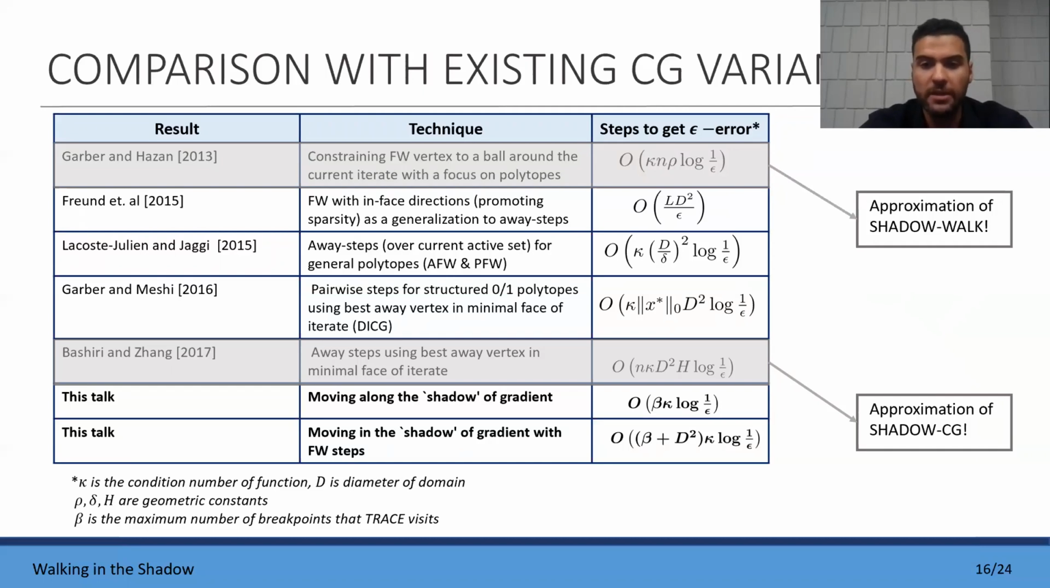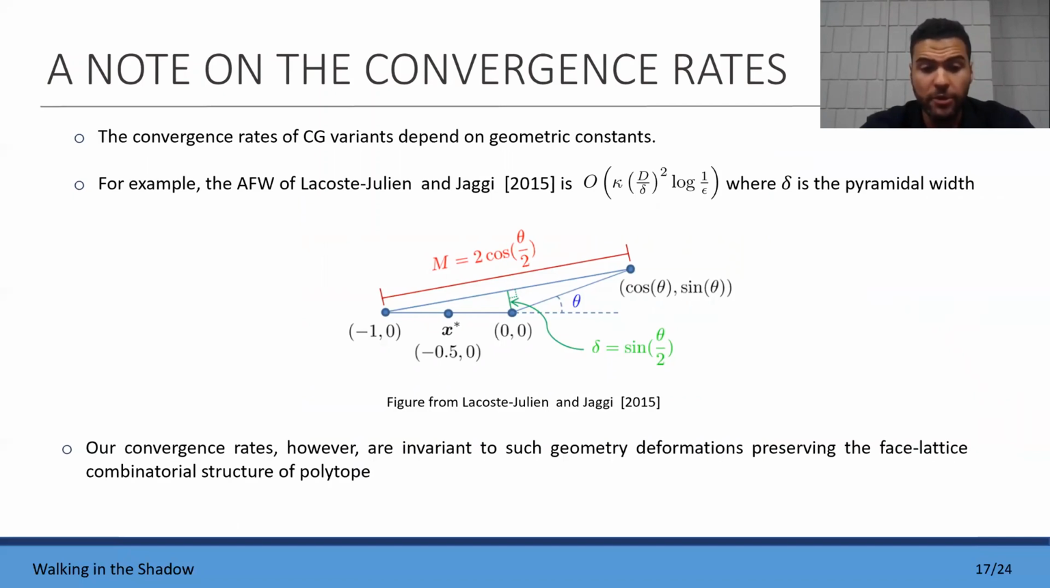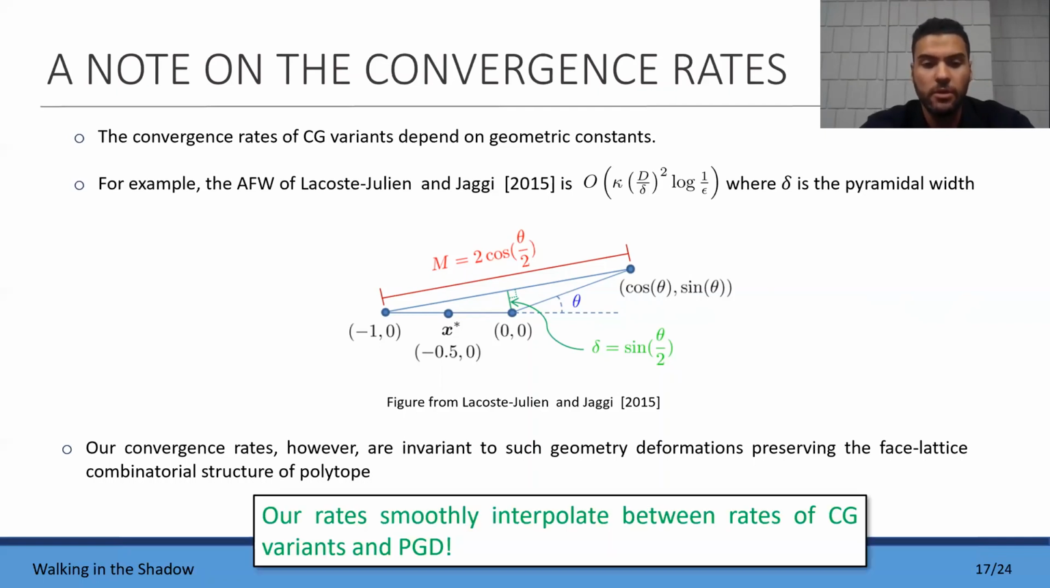And when I say approximation, I mean that these algorithms pay for these approximate computations of shadow using these geometric constants. So for example, for the away Frank-Wolfe variant of Lacoste-Julien and Jaggi in 2015, they show that the number of steps to get an epsilon error is O of kappa d over delta squared log 1 over epsilon, where delta is the pyramidal width, a geometric constant, and d is the diameter of the domain. In the triangular polytope example we see on the slide, the pyramidal width delta is sine of theta over 2. So we see here that as we change the angle theta, the pyramidal width will dramatically change. However, our convergence rate rather depends on this beta factor, which is invariant to such geometry deformations preserving the facial structure of the polytope. In that sense, our rates smoothly interpolate between the rates of CG variants and PGD.